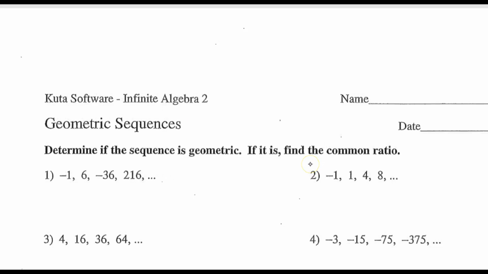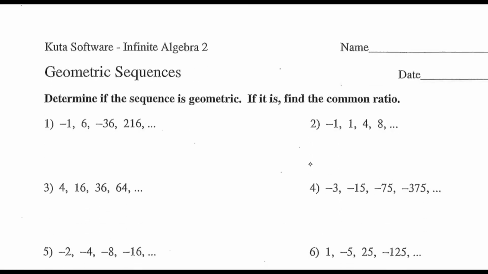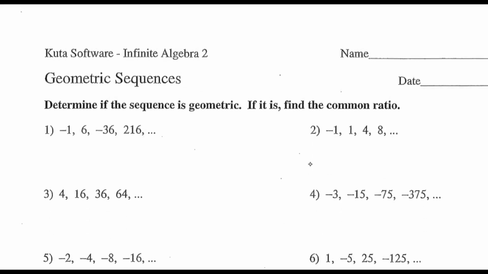So let's get started. In determining if something's a geometric sequence, like you're meant to do with the first 4 questions, all you need to do is divide each one by the one before it in turn and just make sure that they're giving you the same answer.